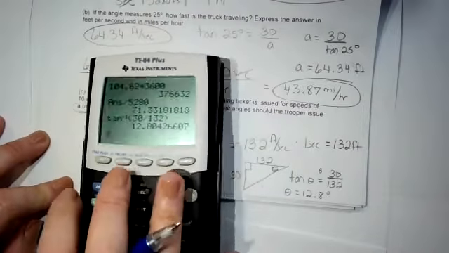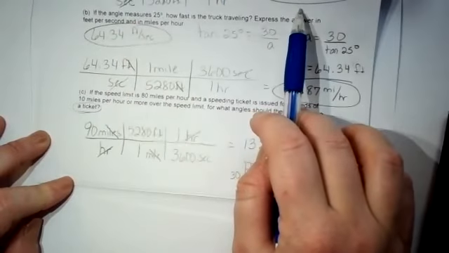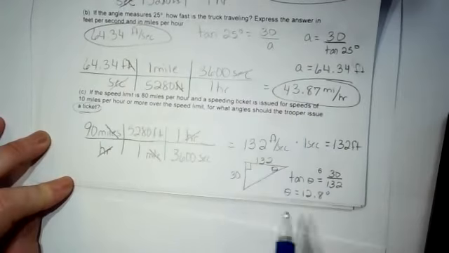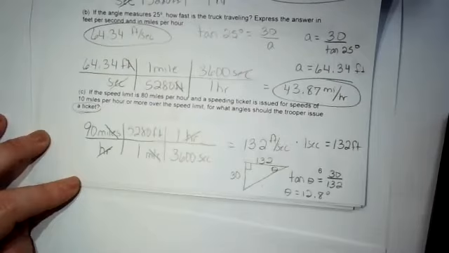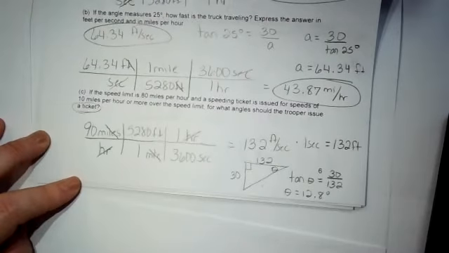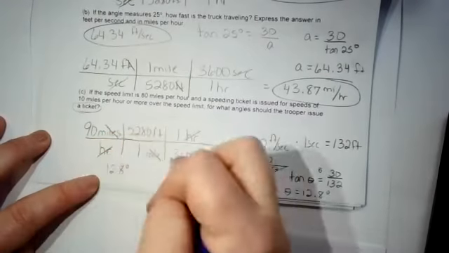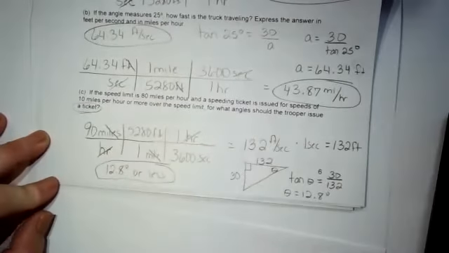Well, what I notice is that at 16 degrees, it's 71 miles per hour. At 25 degrees, I'm at 43 miles per hour. At 12 degrees, I'm at 90 miles per hour. So the bigger the angle, the slower the traffic. So do I want 12.8 degrees and bigger to get a ticket, or 12.8 degrees and smaller to get a ticket? Smaller. So you're going to want 12.8 degrees or less as the angles you're looking for.